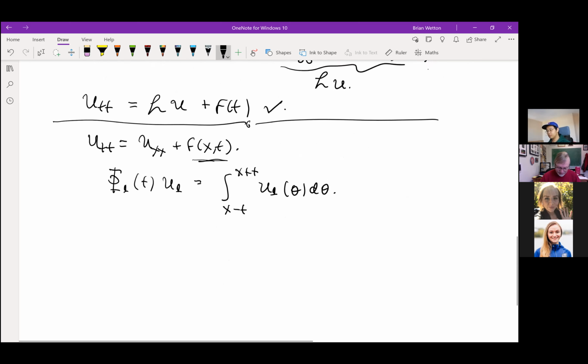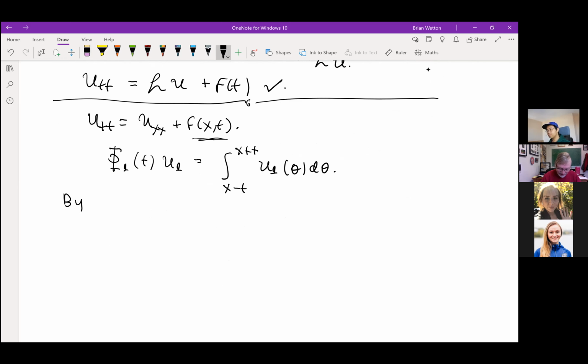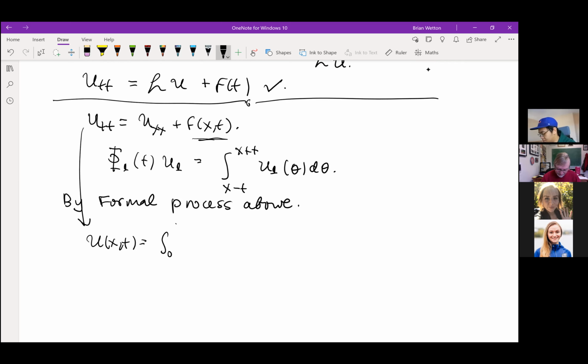And so now, by the formal process above, we should get a solution to the forced wave equation as an integral of phi1 of t minus s times f. And remember, this is like a process that takes a whole function of x and gives another whole function of x.